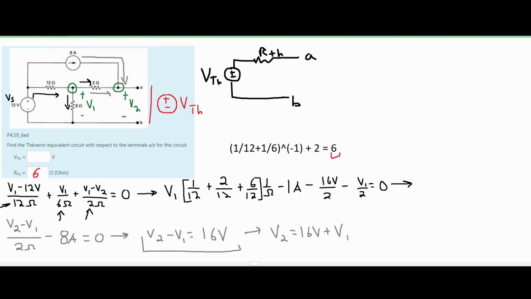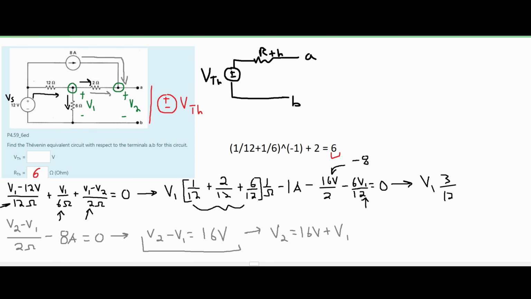I'm going to combine all of the V1s. So if I want to add this V1 right here in with the others, I'm going to multiply the top and bottom by 6. So I'll have 6 over 12, that way the denominator is the same. Adding all of these three, we're going to get a 9 over 12. So 9 over 12 minus 6 over 12 is going to give us a V1 times 3 over 12. And then from this, we're going to get a negative 8 volts.